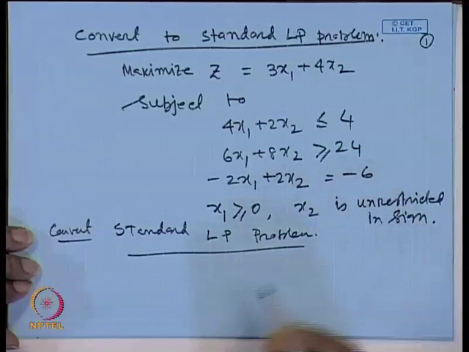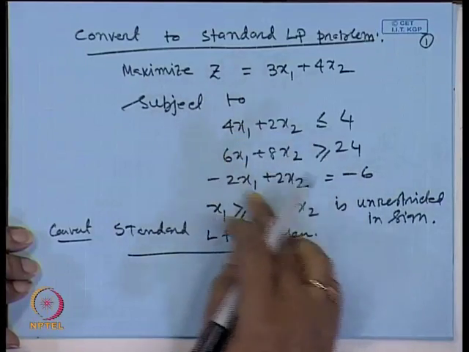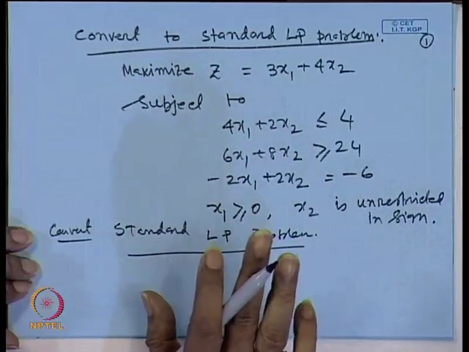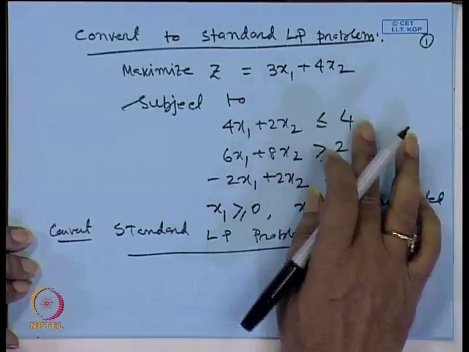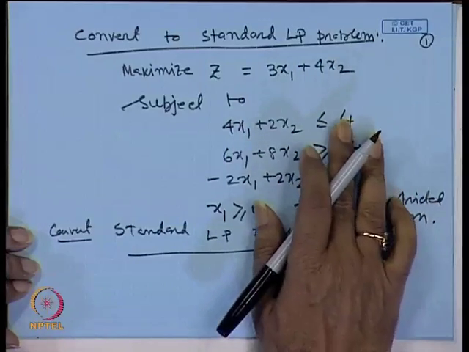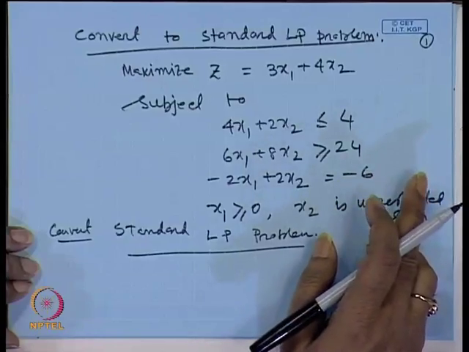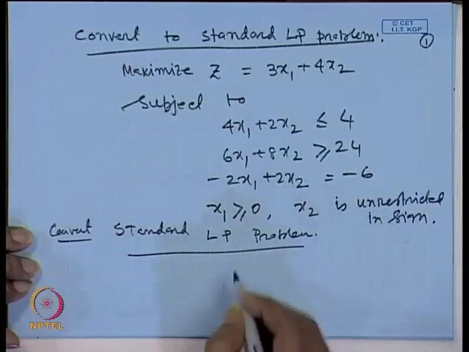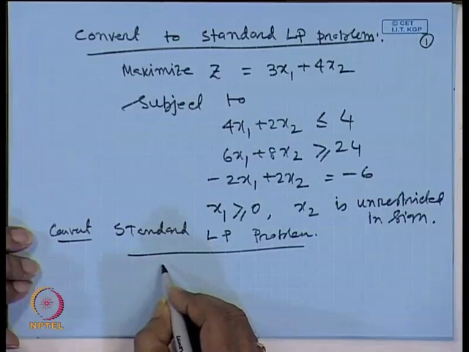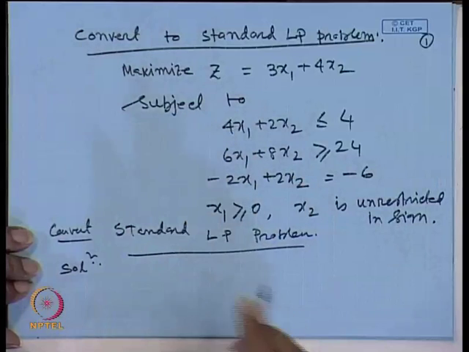Firstly, this is the unrestricted sign variable. For a standard LP problem, all variables must be greater than or equal to 0, all inequality constraints must be converted into equality constraints, and the right hand side of the equality constraints must be positive. So these steps we have to do here. Let us see how to convert into a standard LP problem.